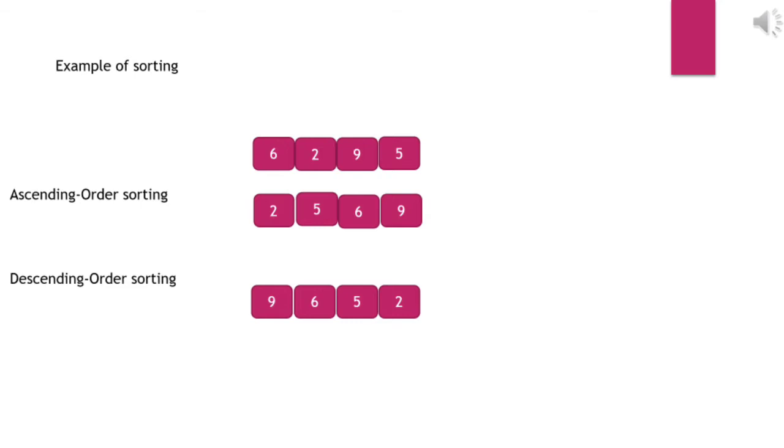Here is a small example of sorting. Ascending order sorting: arranging numbers from small to big. Descending order sorting: arranging numbers from big to small.